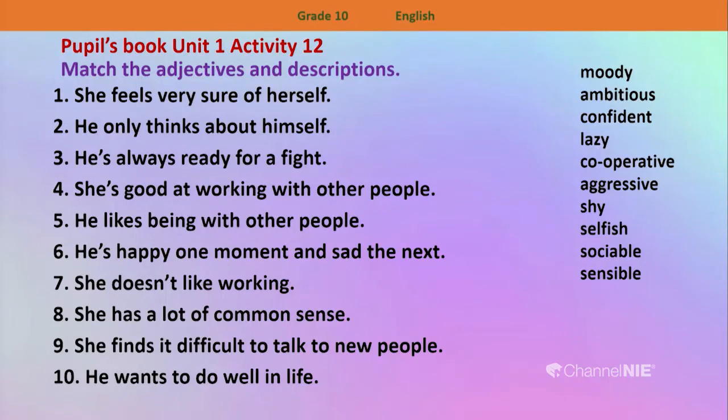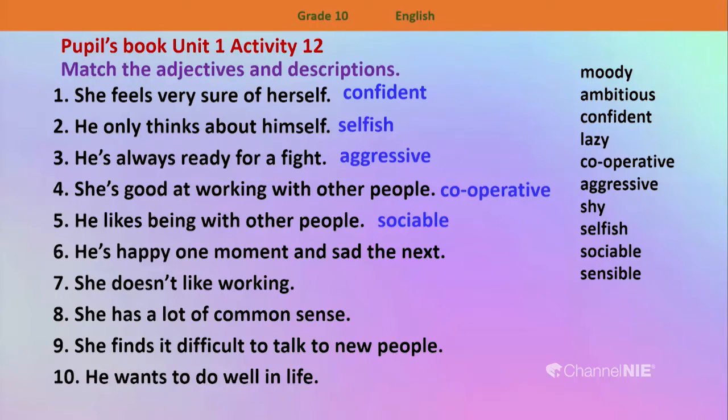First one, she feels very sure of herself. Confident. You can check your books. He only thinks about himself. Selfish. He is always ready for a fight. Aggressive. She is good at working with other people. Cooperative. He likes being with other people. Sociable. He is happy one moment and sad the next.